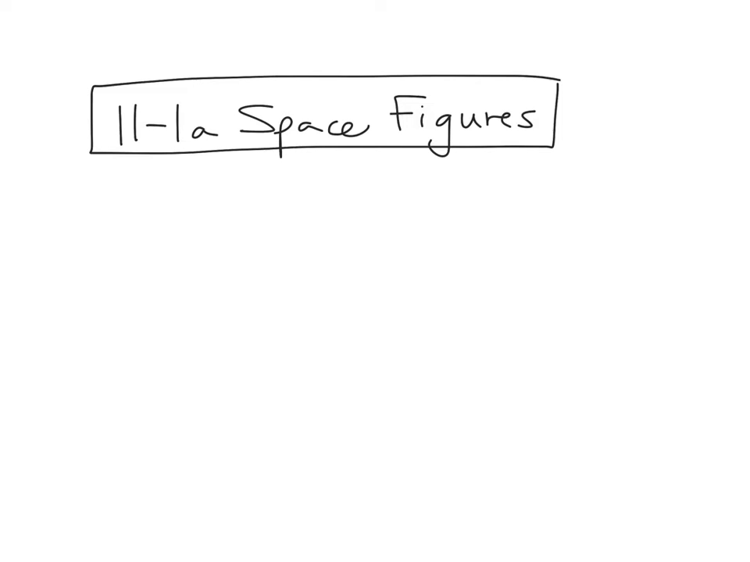This is 11.1a, which is all about space figures. Pretty much what that means is space figures are just three-dimensional figures. So they have length, width, and depth, right? Or height, width, and depth, however you want to think of that. So we're going to talk about what are called polyhedrons today, which is a big word.